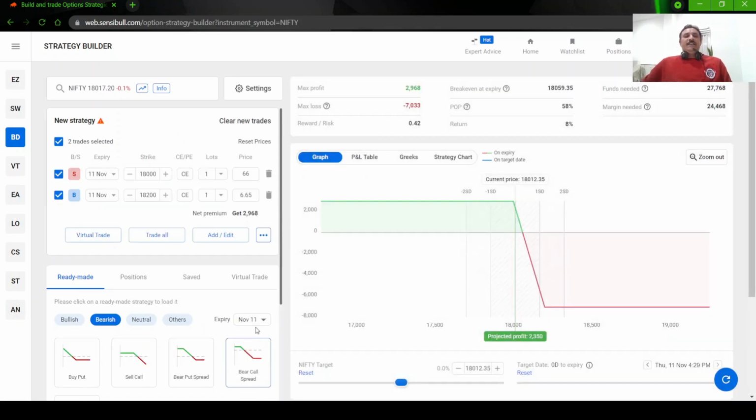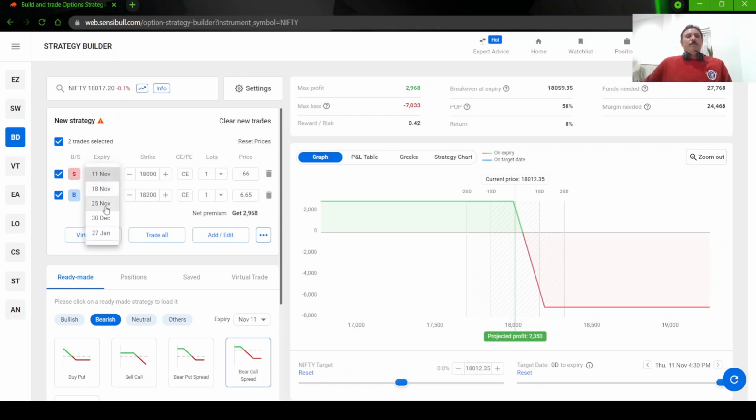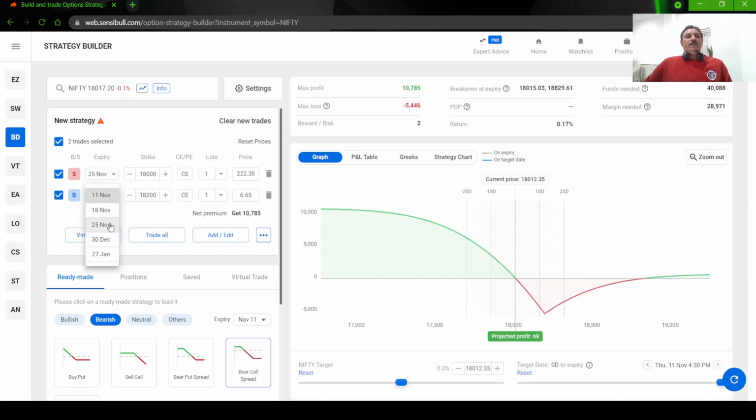So once we select the bear call spread, it provides the ready-made expiry in the nearest expiry, means today I am recording it on 10th of November. So 11th of November tomorrow is the expiry. So let us not take the 11th of November. Let us go to the monthly expiry. I will give you the reason later. So we will go to the monthly expiry 25th of November.